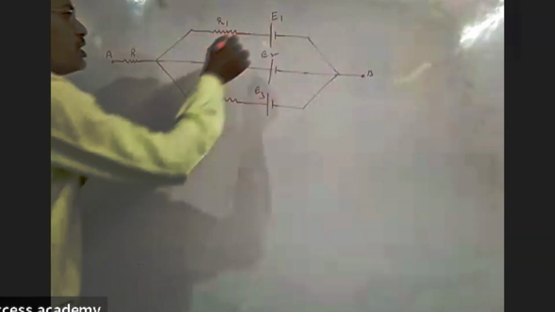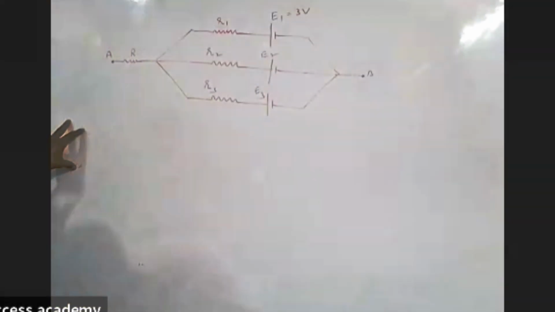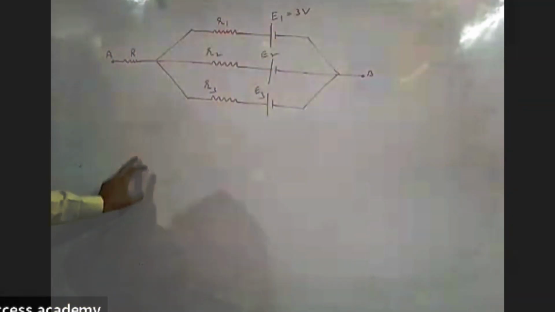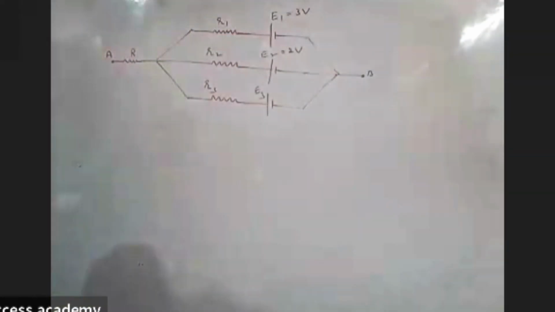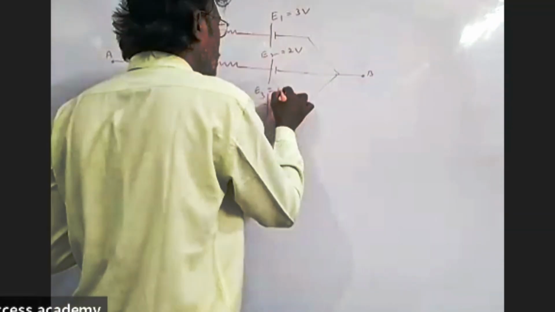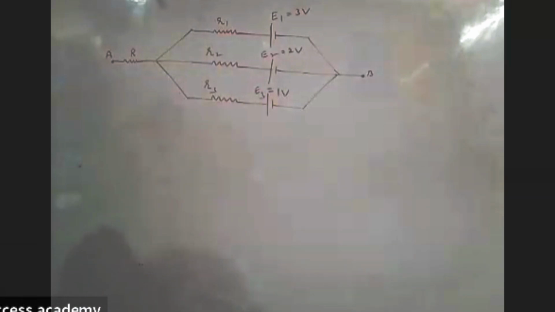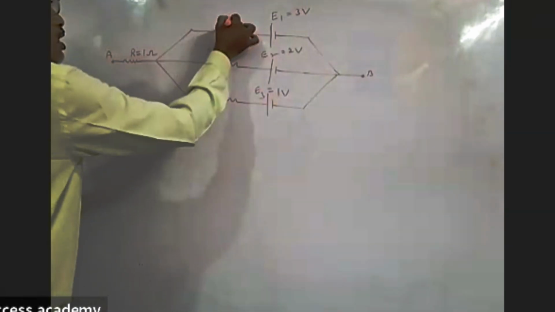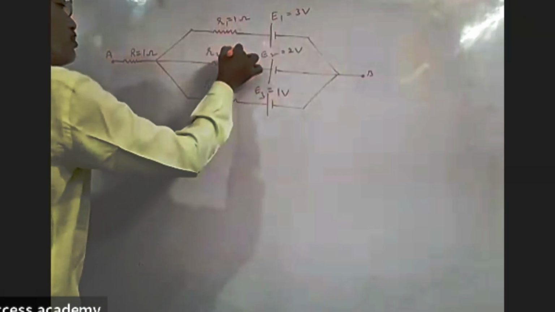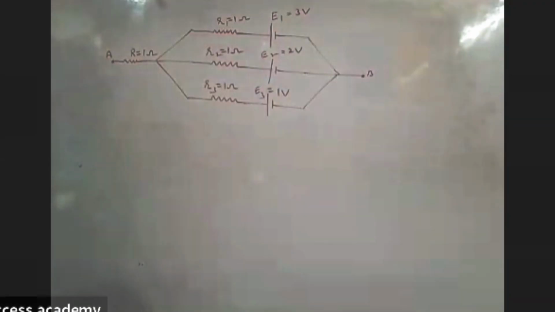E1 is equal to 3 volt. In the problem given that E1 is equal to 3 volt and E2 is equal to 2 volt, and E3 is equal to 1 volt. And capital R, R1, R2, R3, all are equal to 1 ohm. You will get the problem.